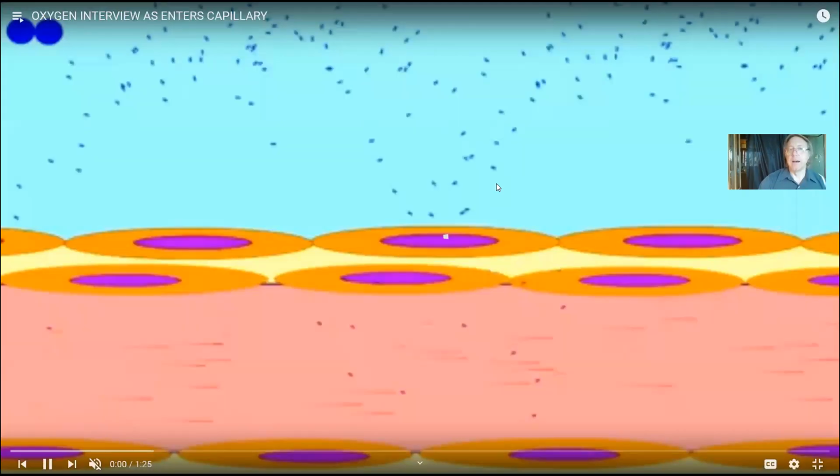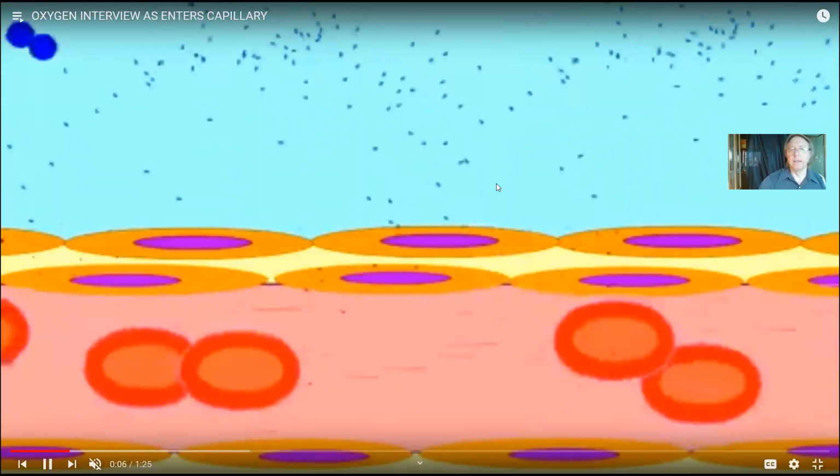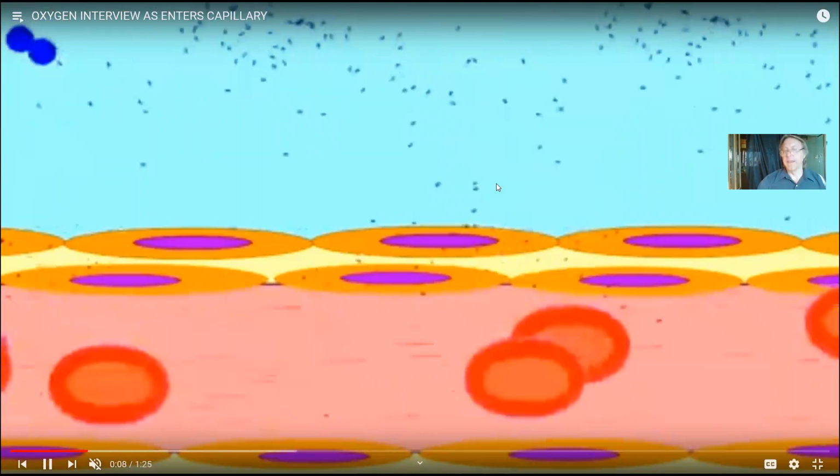As it then travels in external respiration, we see that it goes from an area of high partial pressure to low. So the partial pressure in the air sac is maybe 100. The partial pressure here in the blood plasma is maybe 40.